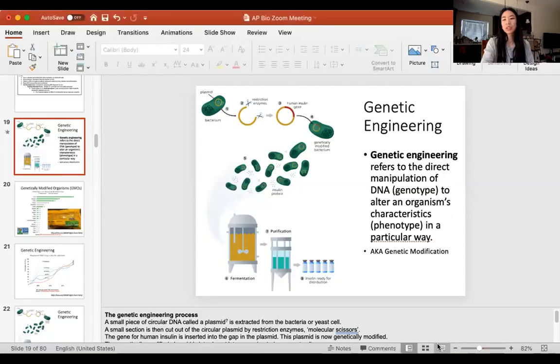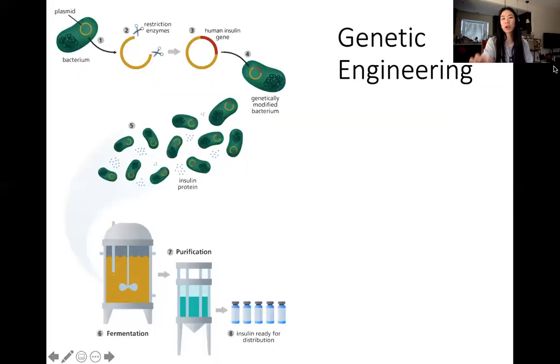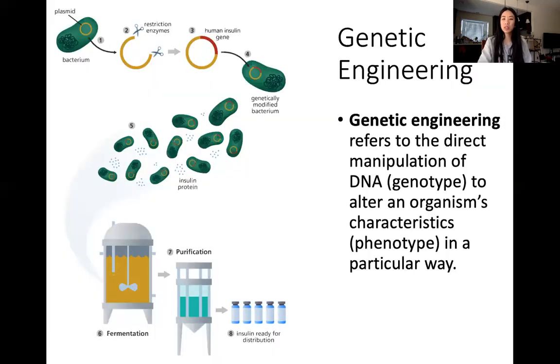All right. So I'm gonna just go over the slides from the meeting. Okay. So genetic engineering, basic overview, I'll go over the diagram. The definition is that it refers to the direct manipulation of DNA, which we refer to as genotype, to alter an organism's characteristics or their phenotype in a particular way. So just like regular engineering, genetic engineering, you're building something, you're modifying something with the idea of making it better or improving it in some way.